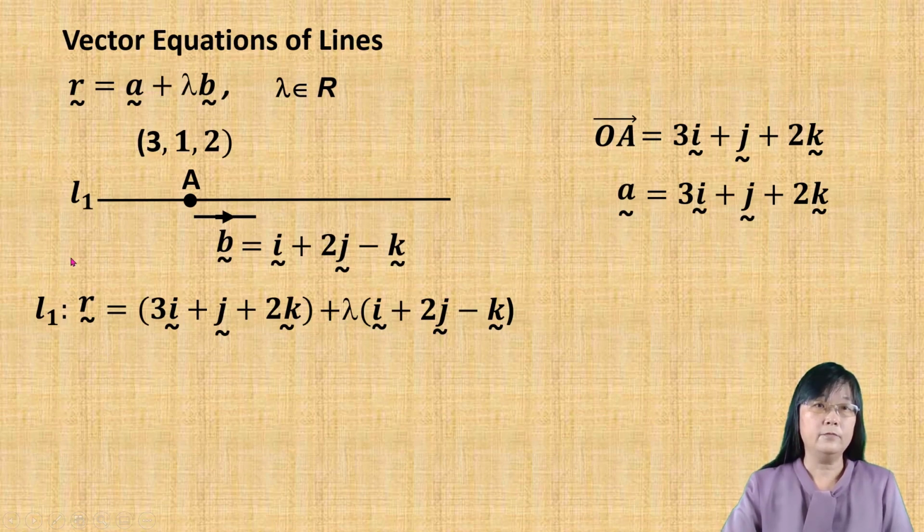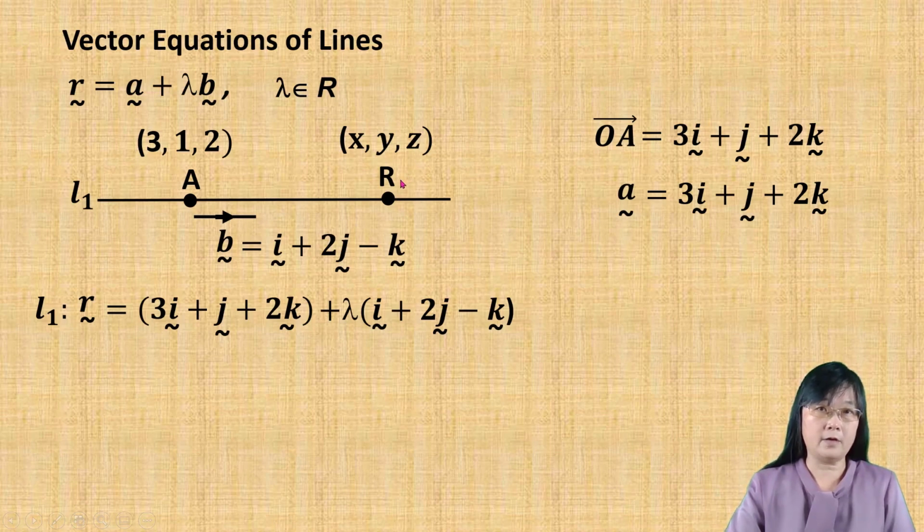So some of you may ask, then how about r and lambda? r is the position vector of any point that is on the straight line. So let's say I have a point on the straight line that is r, and the coordinates of point r are unknown, so I label x, y and z. If I want to find the coordinates of this point r, then I must refer back to point A. Then I have to determine the distance from A to r.